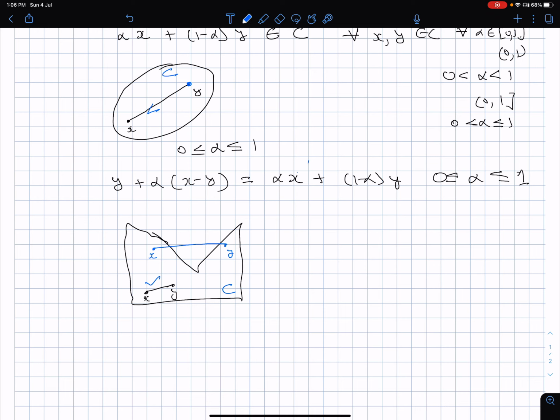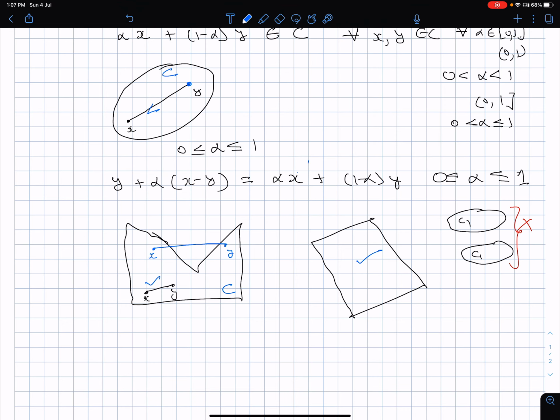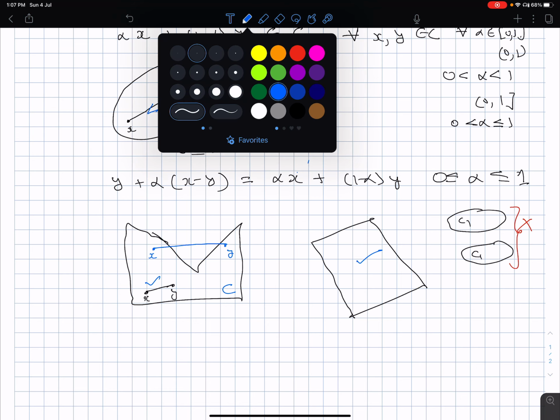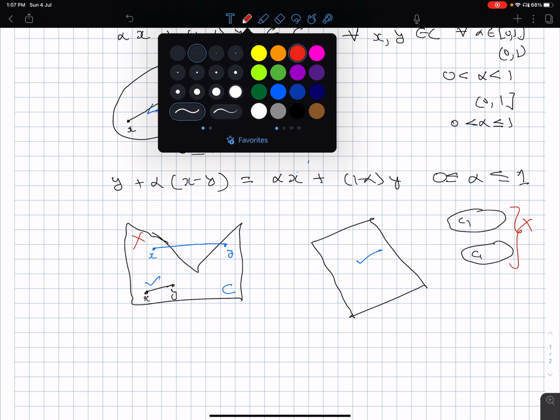So let's draw a couple more sets. This is a convex set, and let's say I take a set like this, which is the union of these two sets C1 and C2, then this is not a convex set. This is a convex set. This is not a convex set. All right. So now I think it is clear to us what we mean by a convex set.